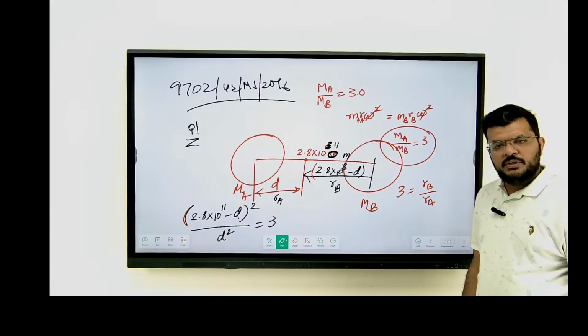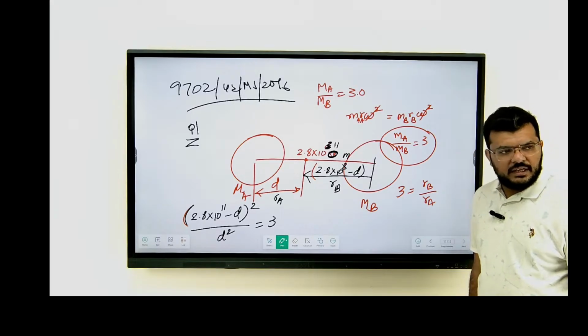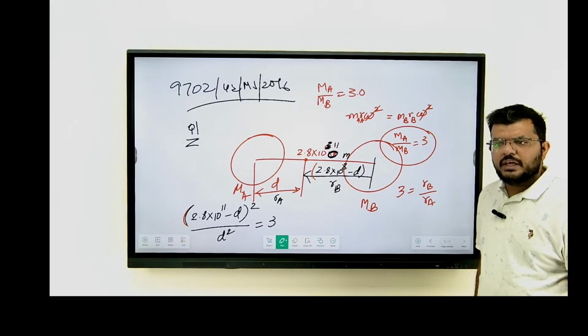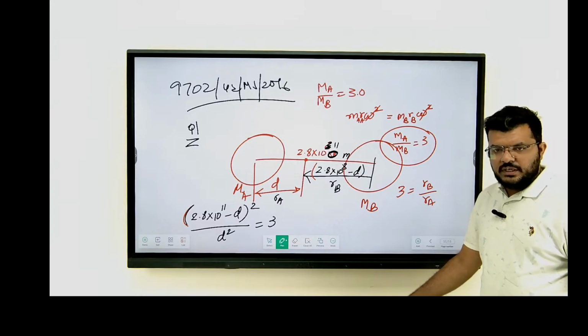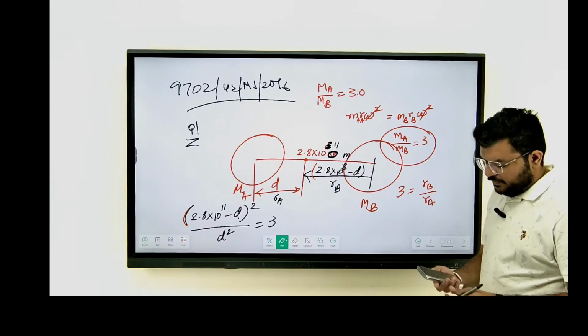Right? From here you can easily find out the value of d. I'm leaving it to you. I don't have a calculator right now, so I think from here d can be found out. Then there is one more question.